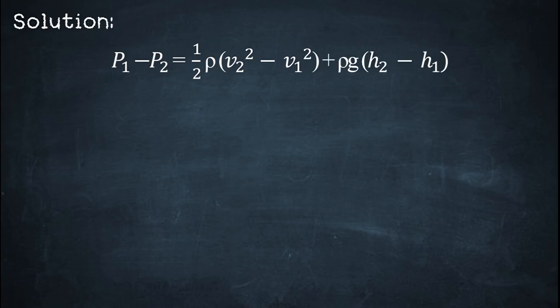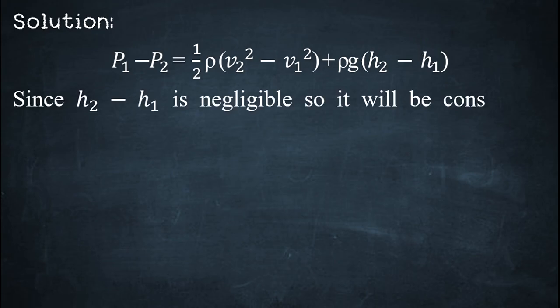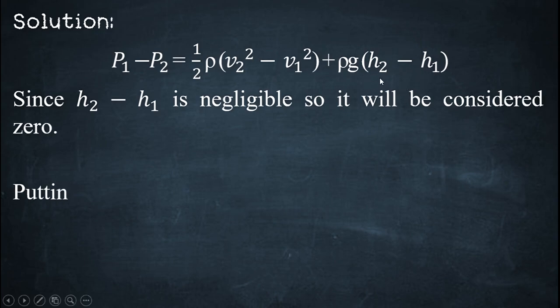In the solution, we will apply Bernoulli's equation. P1 minus P2 is equal to half rho (V2 square minus V1 square) plus rho g (H2 minus H1). Here you can see the factor H2 minus H1. It is basically the distance of the top of the wing from the ground and the bottom of the wing from the ground. This difference is very much less, so we can neglect it, and hence this part of the equation will become equal to 0. In the remaining equation we will put the values.